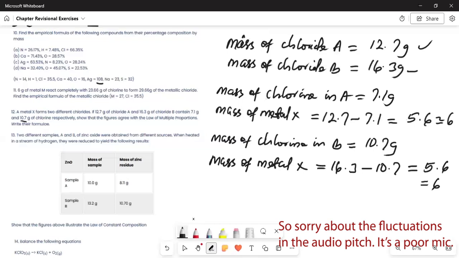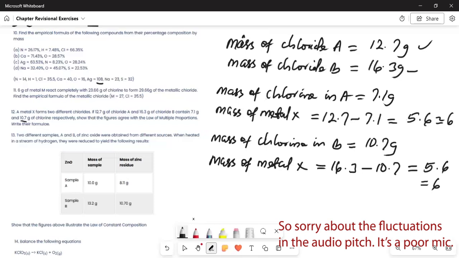So what can we say here? We can see that it's the same mass of metal X that we have in both chloride A and chloride B. So the masses of metal X in the two chlorides are the same. Now the law says if two elements A and B combine to form more than one chemical compound, then the various masses of one element A, which combine separately with the fixed mass of the other element B. So in this case, the one that has fixed mass here is the metal X.